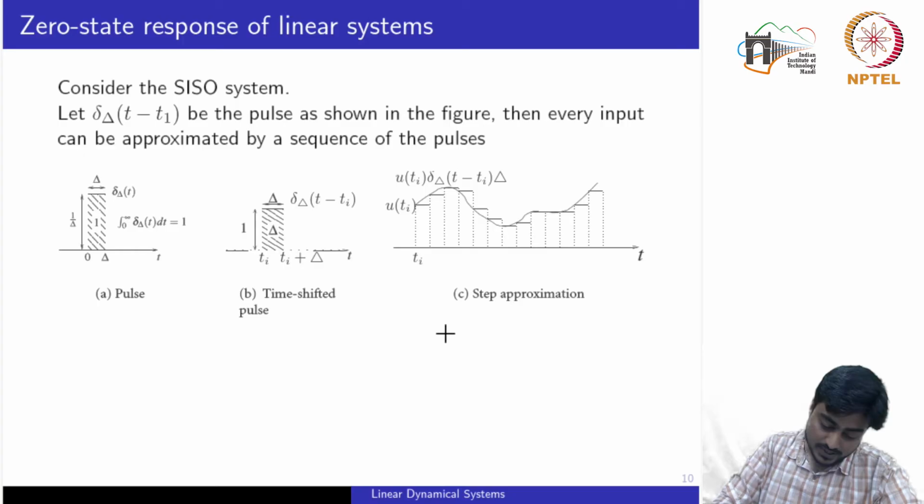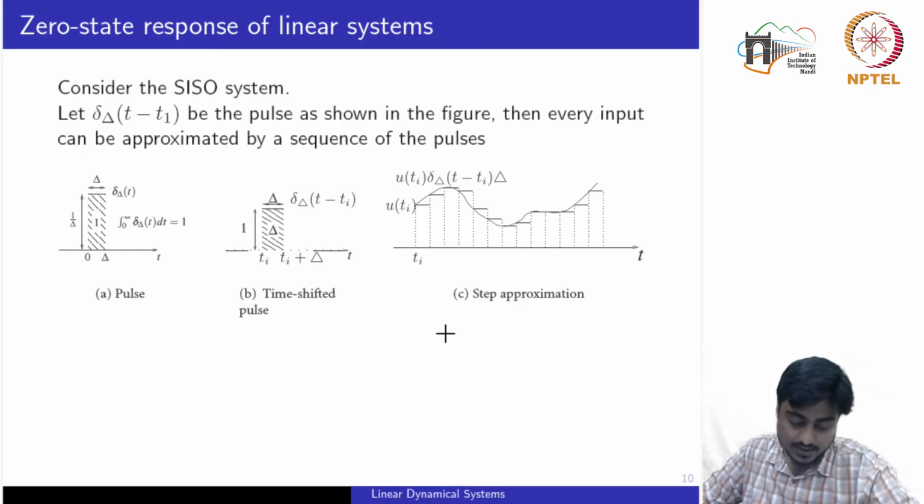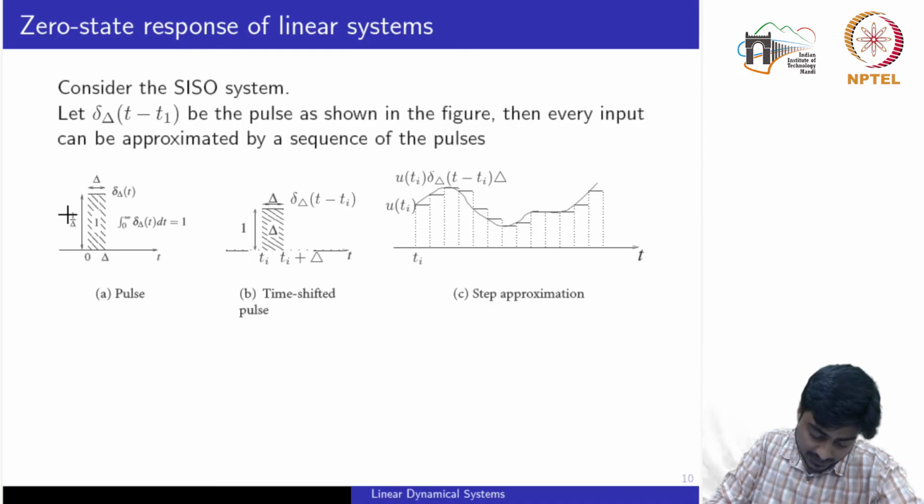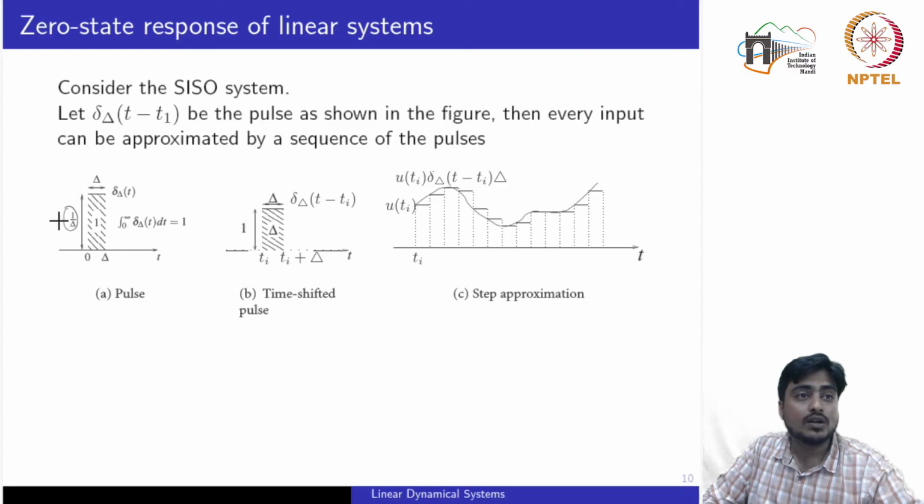Now to proceed, let's consider the SISO system, that is the single input single output system. Both input and output variables are scalar variables. Now we define a pulse function which is of width delta and having a height 1 over delta. So if we take the property of the impulse function, the area under this pulse should be equal to 1 and it should be 0 other than this width.